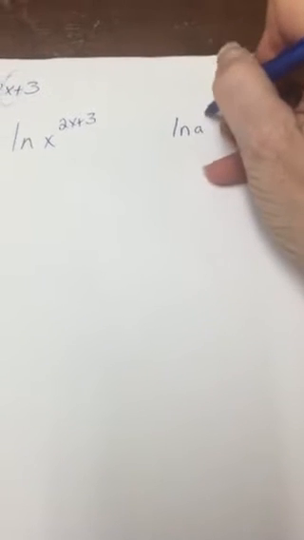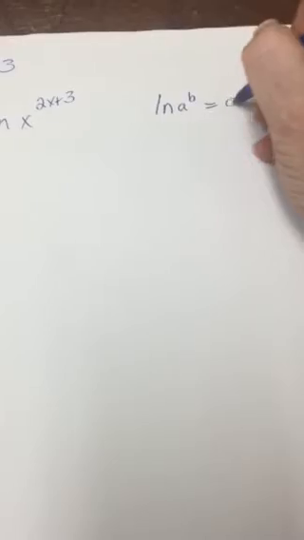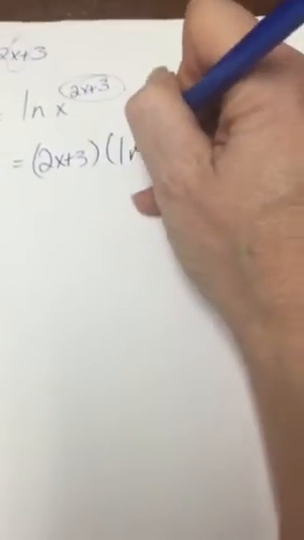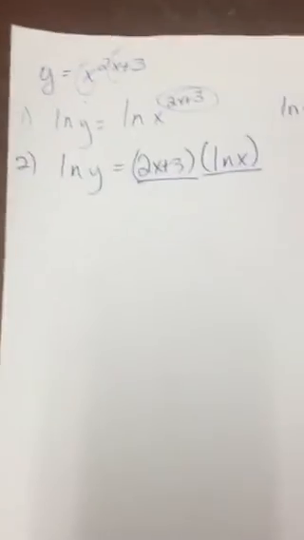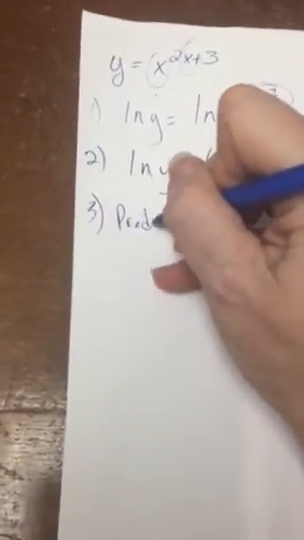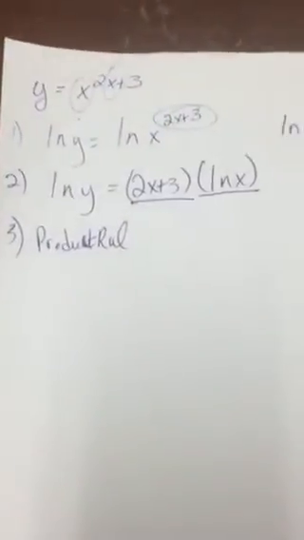Next step is to use my rule that says if I have something natural log with an exponent, I can bring it out front. So I'm going to bring the 2x plus 3 out to the front. It will help if right now you put parentheses and underline. That's because my next step is the derivative, and we've got to use the product rule. That's the most common mistake on these, is not using the product rule.